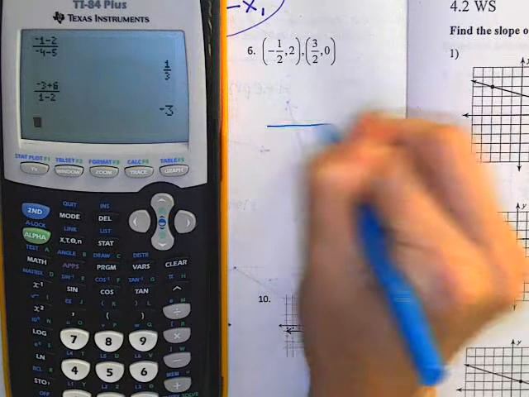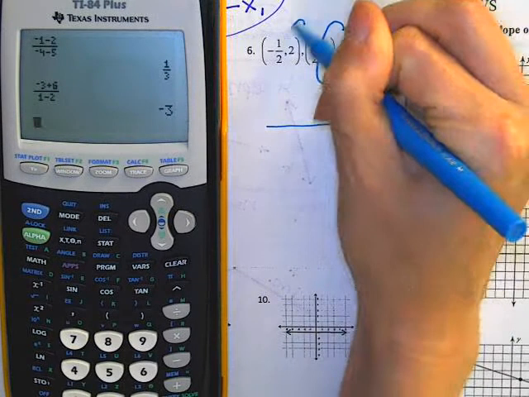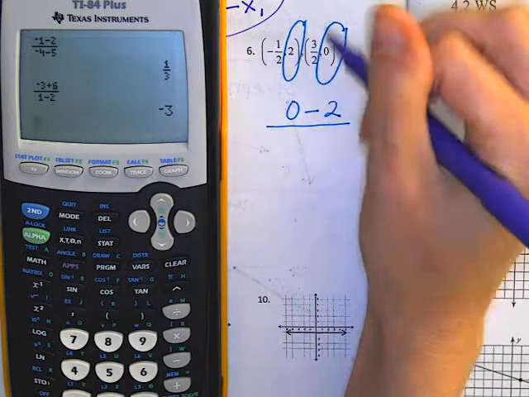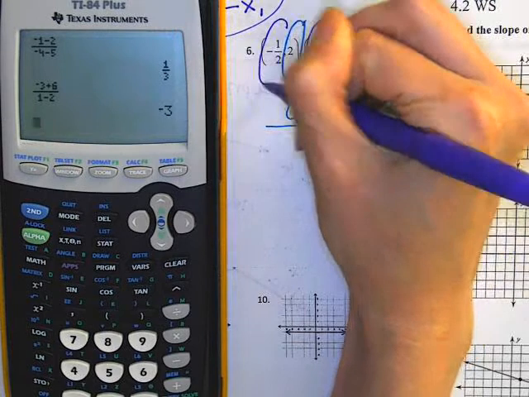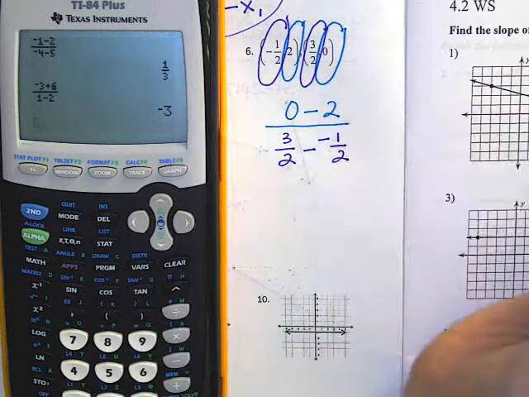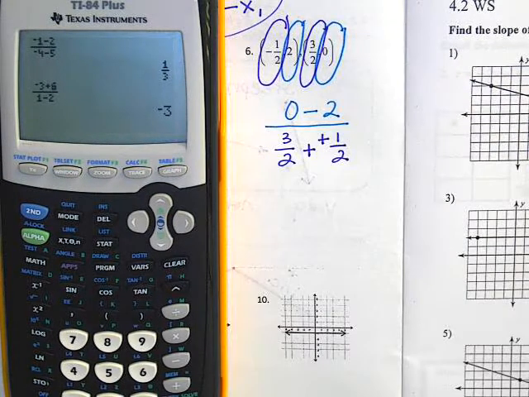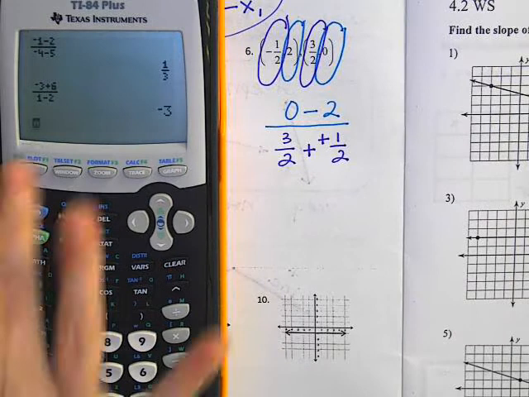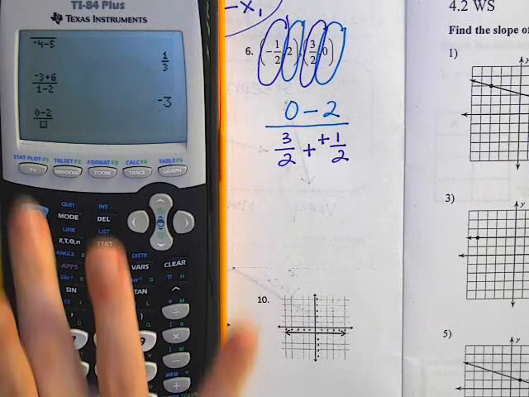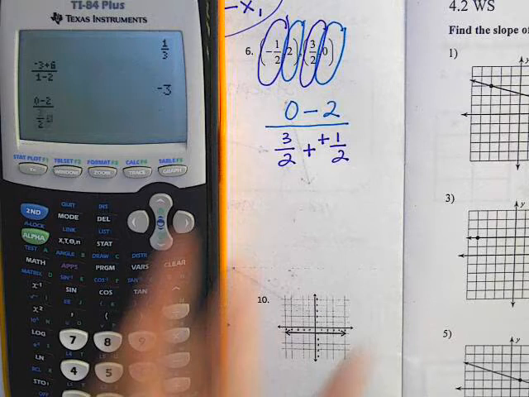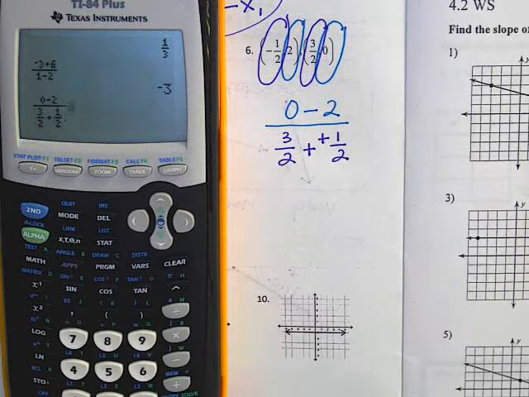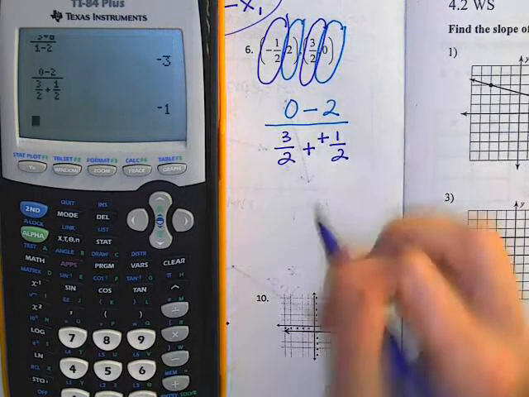Okay, so for the y's, it's going to be 0 minus 2, right? Y minus y. And then for the x's, it's going to be x minus x. But remember what we said, it's minus a minus, which actually means plus a plus. And then I'm going to get my fraction key going. On top, we have 0 minus 2. And on bottom, we have the fraction 3/2 plus the fraction 1/2. And hopefully you guys get negative 1 as the slope.